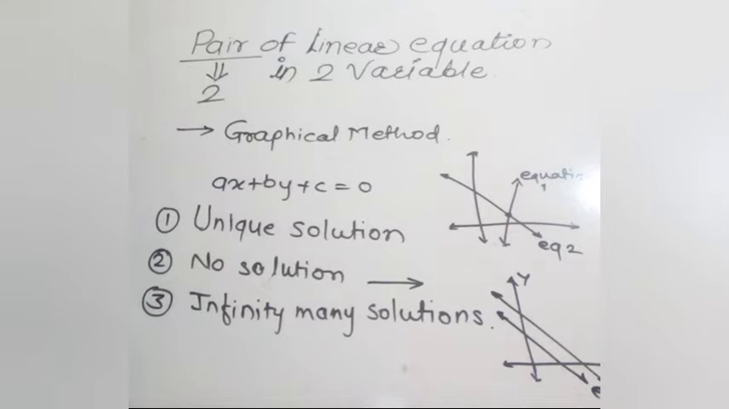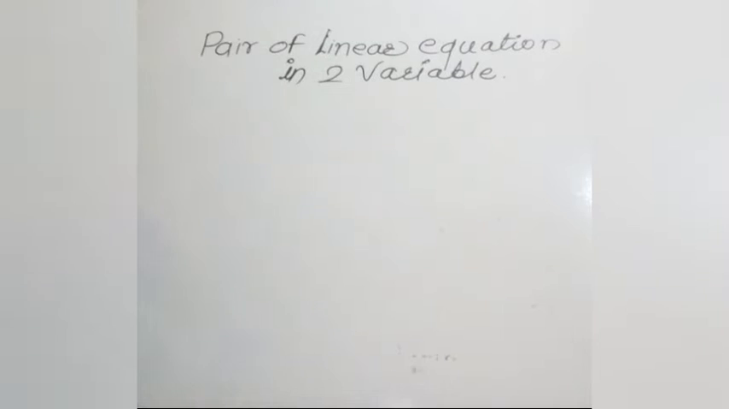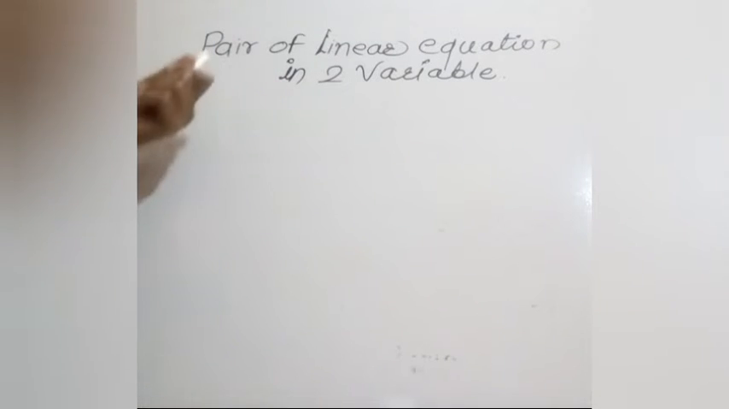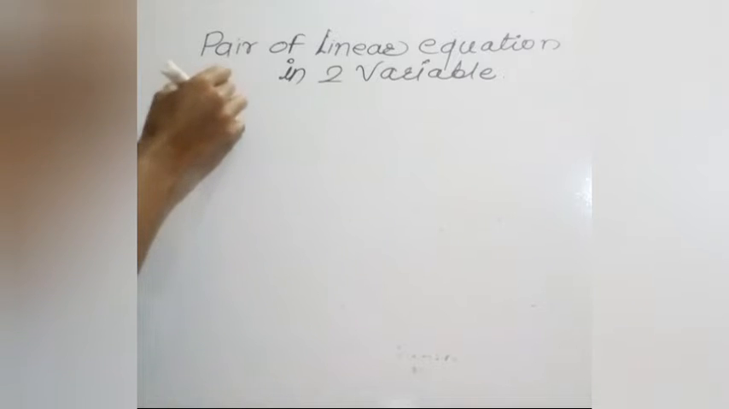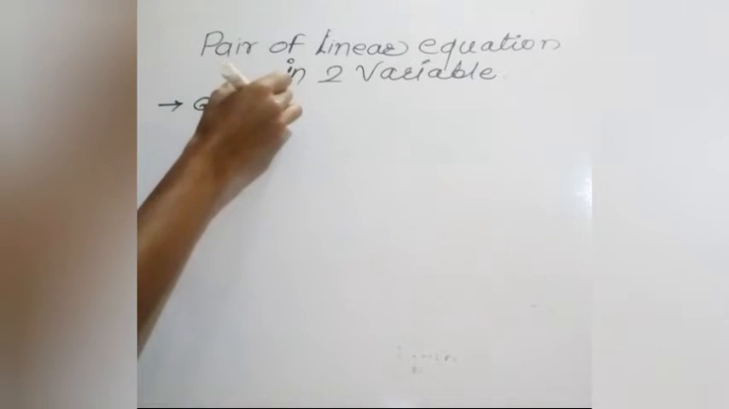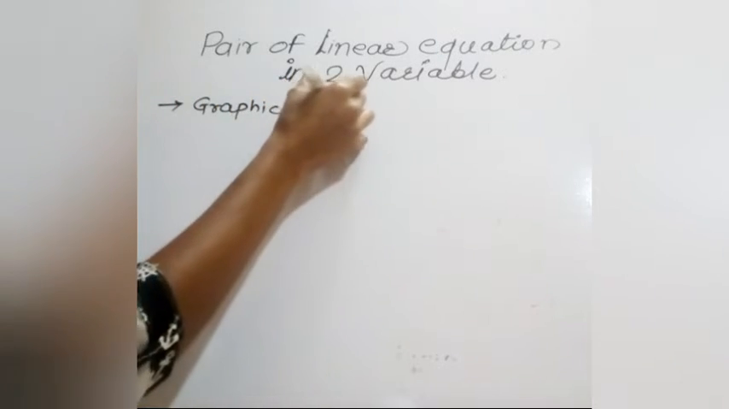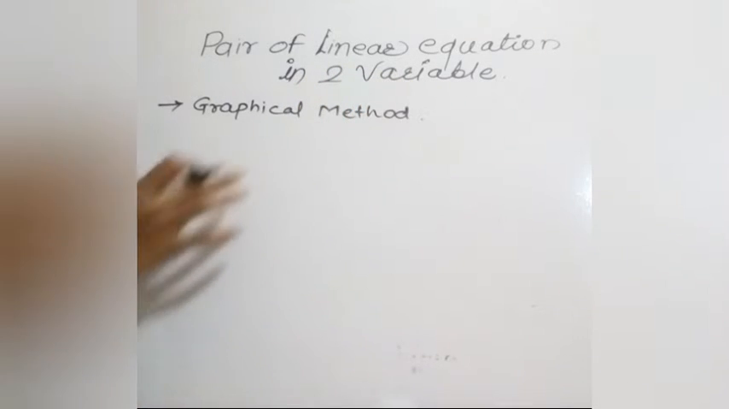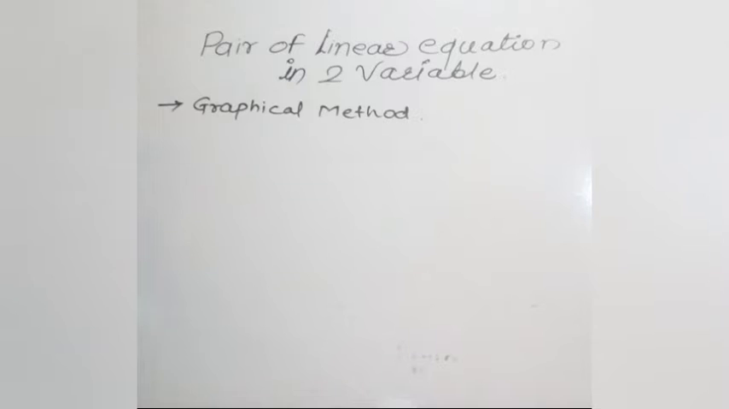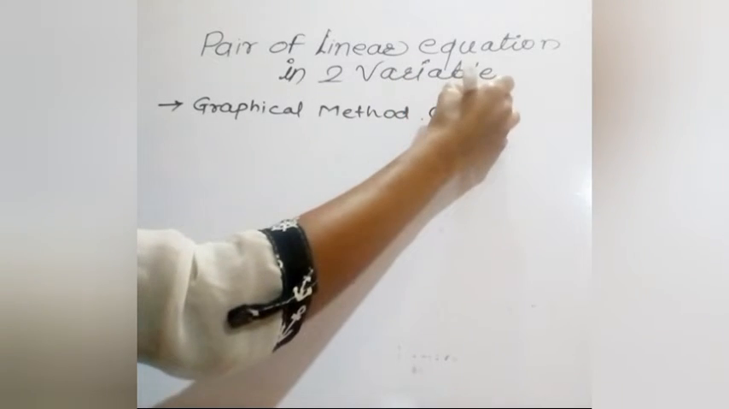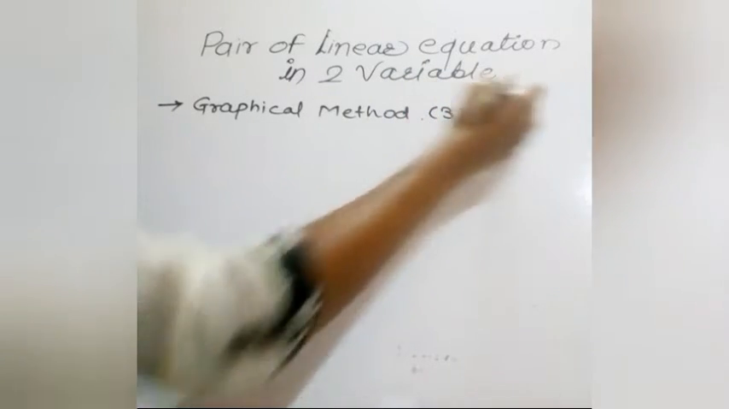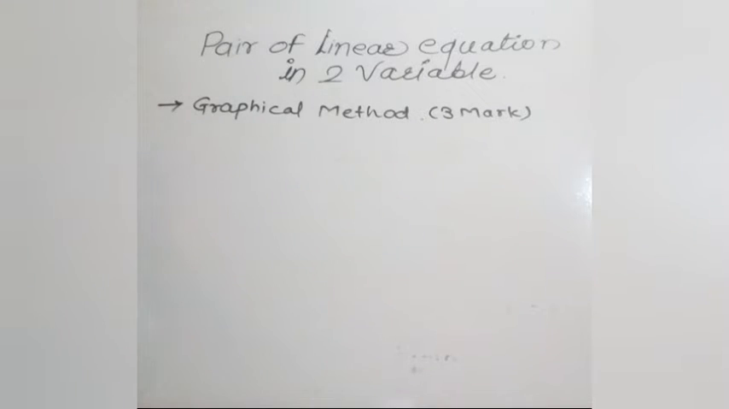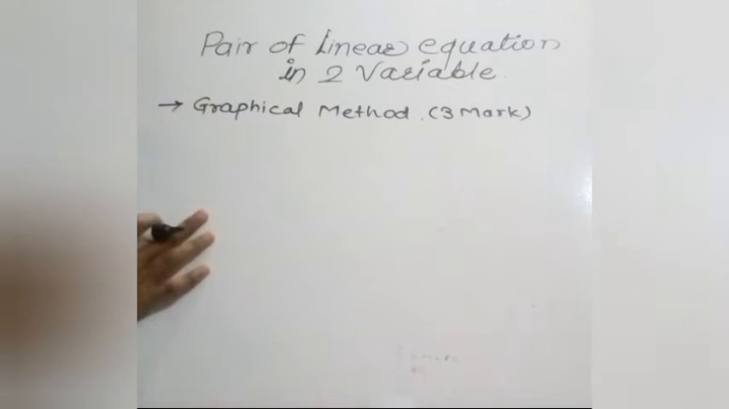Now let's understand how to solve the problem on the basis of that. Let's solve some problems on linear equations in two variables by the graphical method. In the graphical method, there is no 2 marks or 1 mark question available. Direct 3 marks and 4 marks questions we can discuss in this topic. So let's take a question.